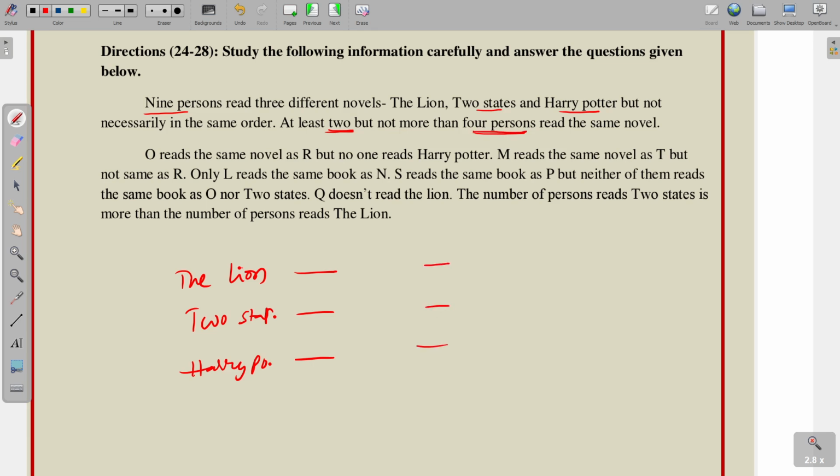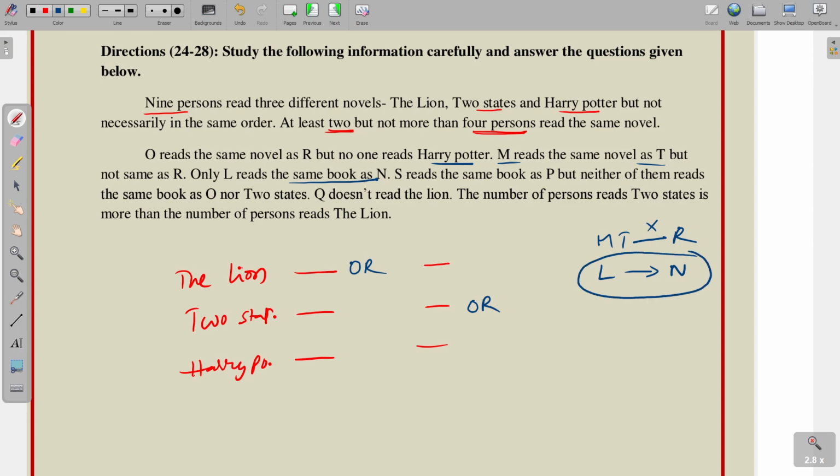So first possibility, and the second possibility. See, O read the same novel as R, but no one read Harry Potter. So O and R did not read Harry Potter, so place OR either here or here. M read the same novel as T, but not the same as R. So M and T both are reading the same novel, but not as R. Next point, only L read the same book as N. So only L with N, these two read only one book.